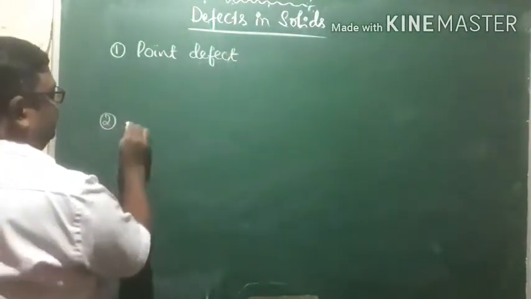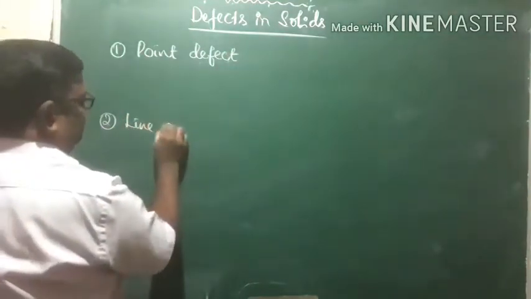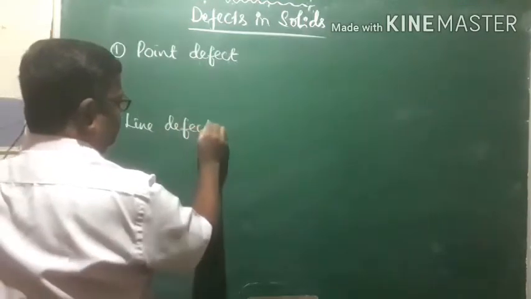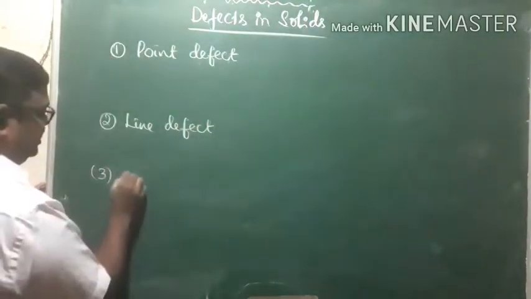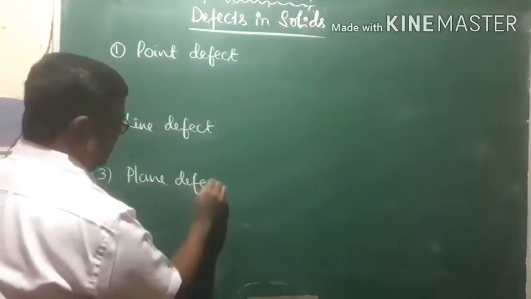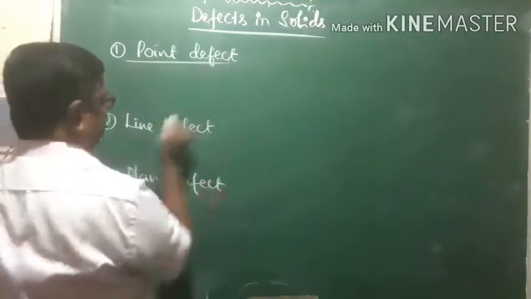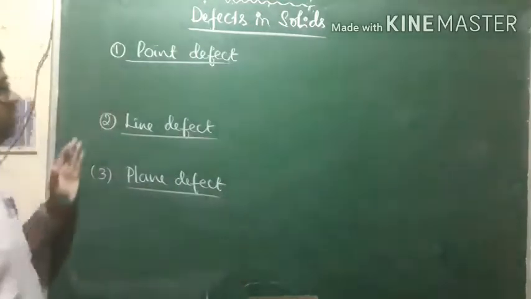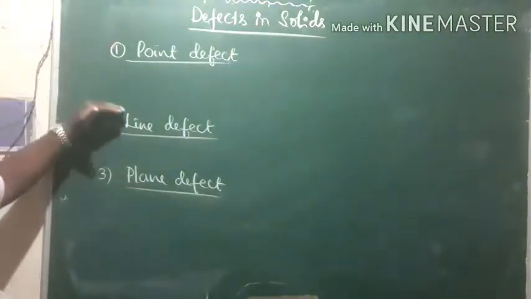Second, it will be what we call a line defect. Third, it is a plane defect. These are the three types of defects that you will find in the case of crystalline solids, right? That is, point defect, line defect and plane defect.